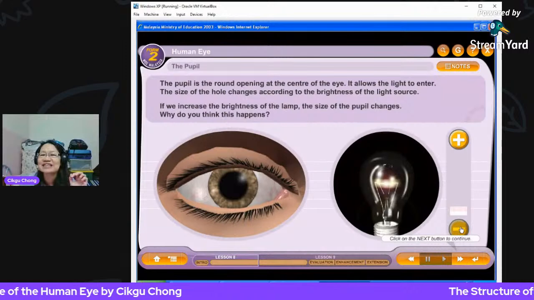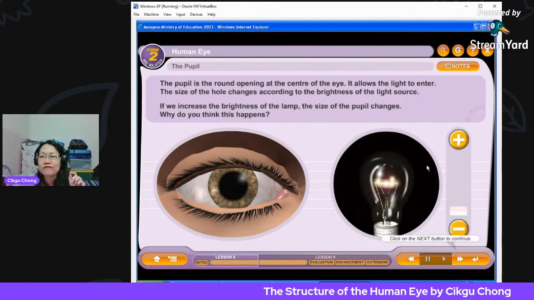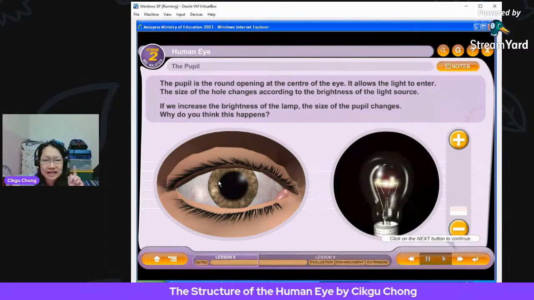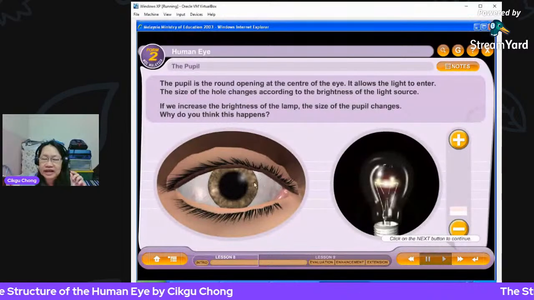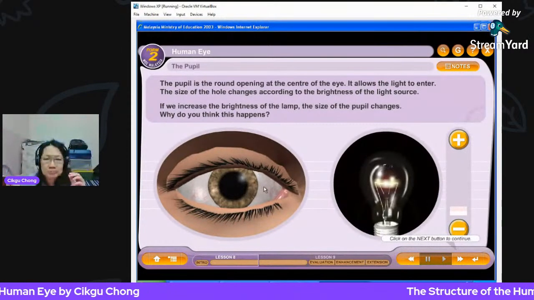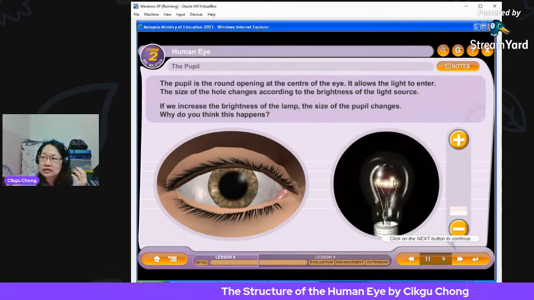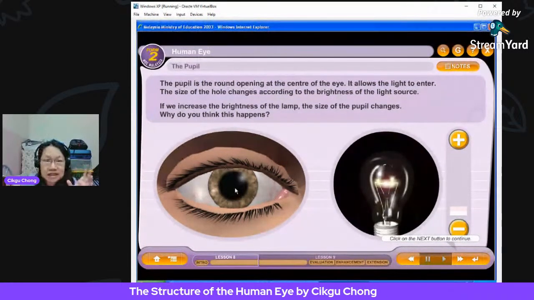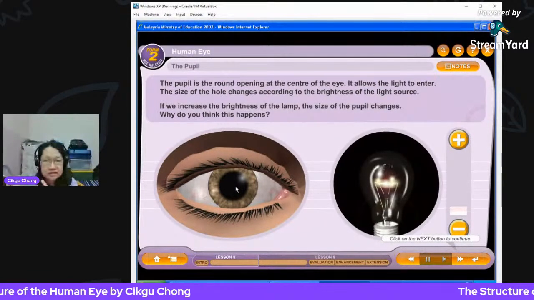Yes, decrease and increase because of the amount of light that enters the eye. When the person cannot get enough light, that means it's too dark. You need to have more light enter the eye, so the pupil must become bigger, right? The pupil dilates, or becomes bigger, so more light can enter the eye.